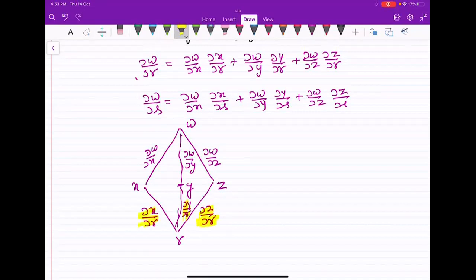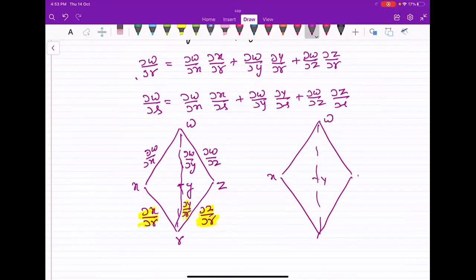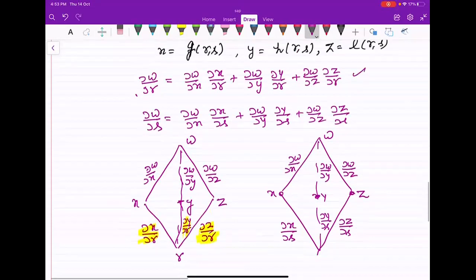Now we have to make one more graphical representation like that. W of x, y, z. So del x over del s, del y over del s, del z over del s, del w over del x, del w over del y, del w over del z. This is the same thing that we are getting from this diagram. Now let's do a small example.